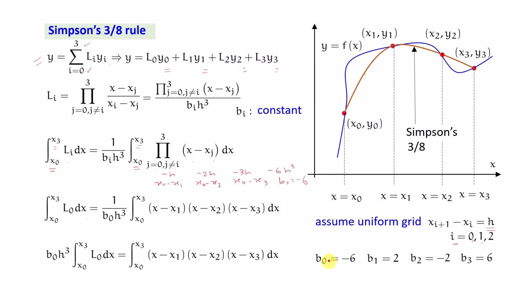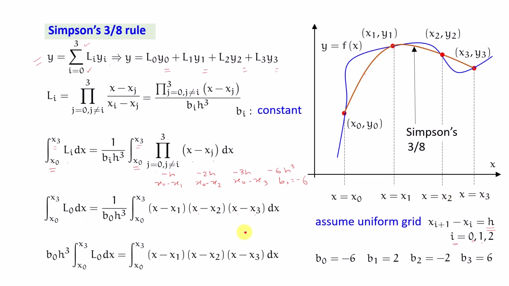The b0, by the way, you can do the calculation just like this. I am not going through every detail, but for L1 you will find b1 will be 2. For L2 again b2 will be minus 2, and for L3 b3 will be 6. You can get an idea of what will come, for instance, for L3.